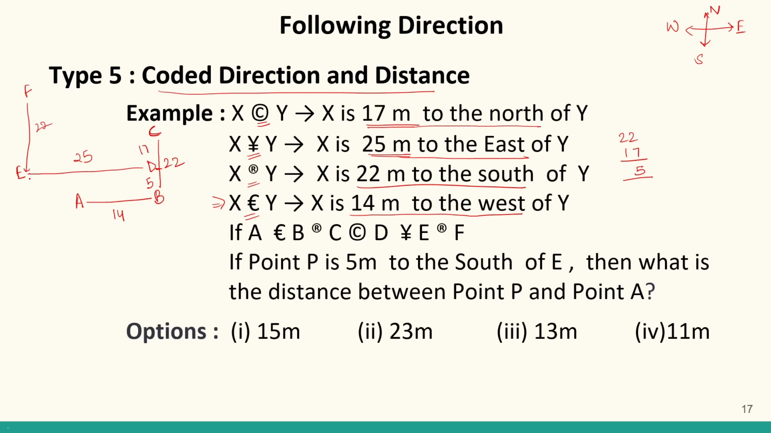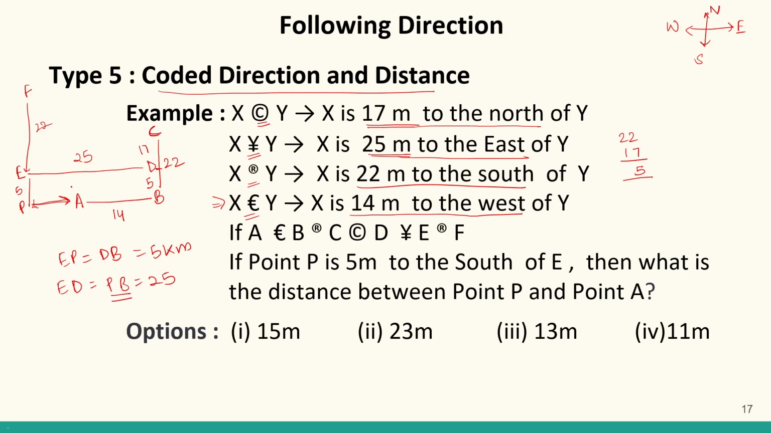Point P is, if I go 5 meter to the south, this will be in the same line as PAB. Then what is the distance between point P and point A? We have to find out this distance. That is why I told you it is important to draw in scale. Now, if you look at the question, this distance will be equal to this distance. So EP distance will be equal to DB distance, which is 5 kilometer. Similarly, ED distance will be equal to PB distance, which is 25 kilometer.